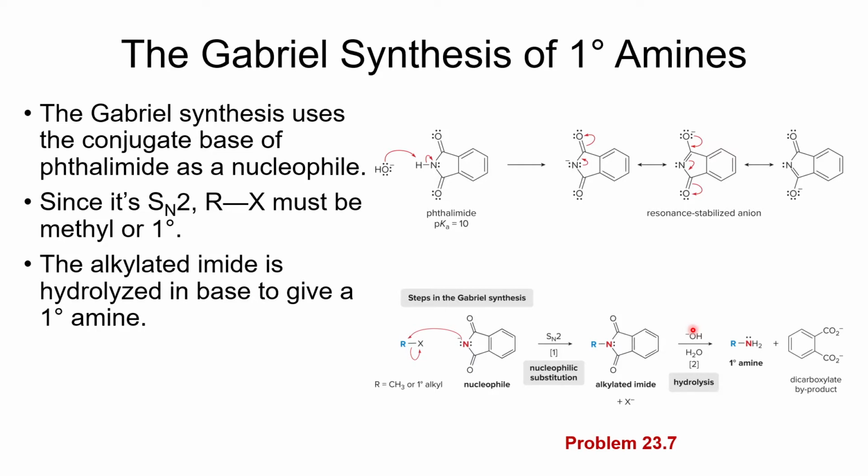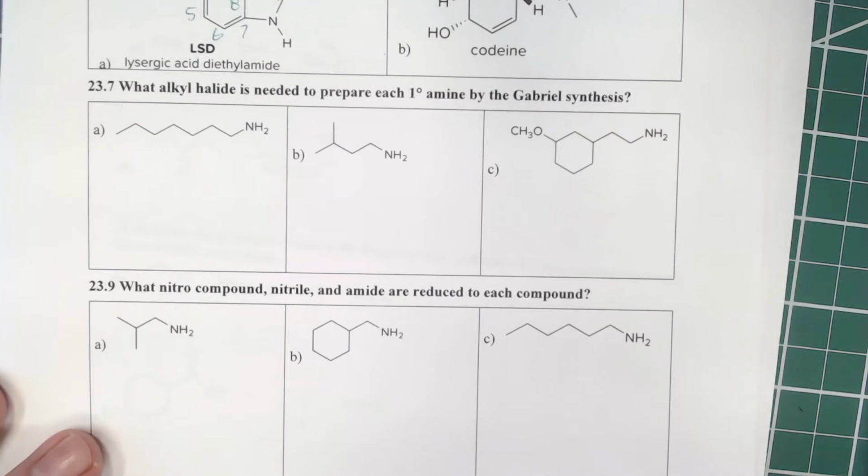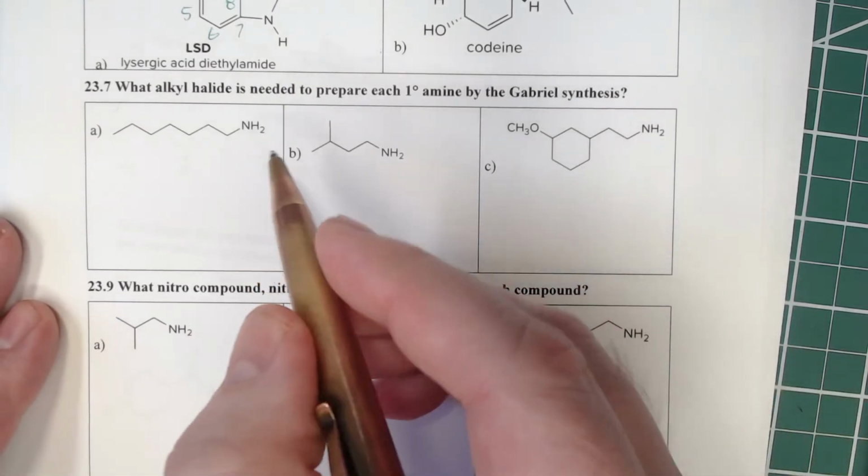So let's look at number 7. Number 7 is really, really easy. In fact, it's probably too easy. And you may be thinking, no, that's not possible. How could this be too easy?